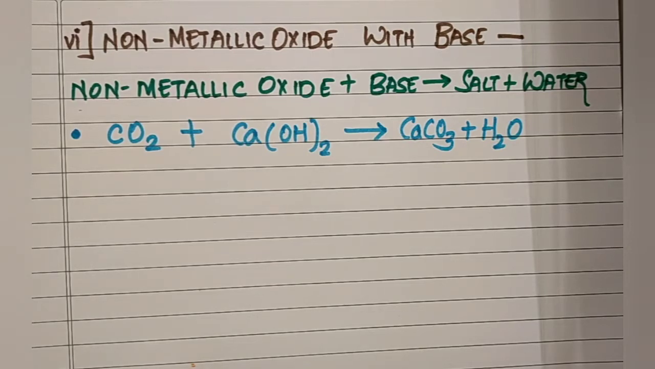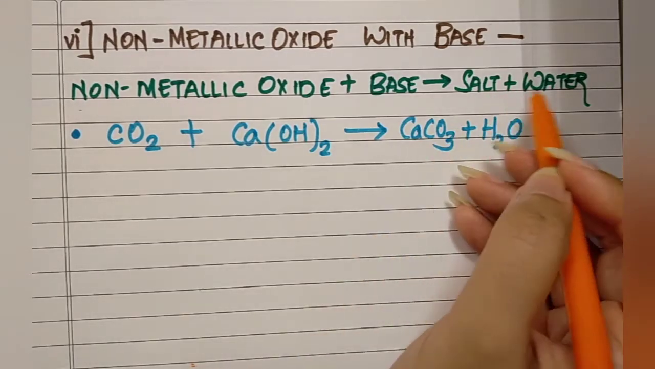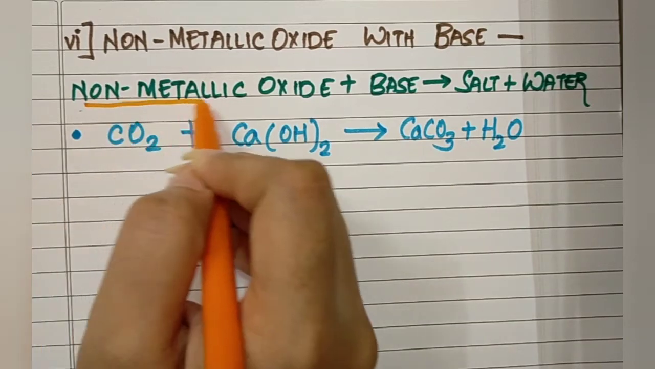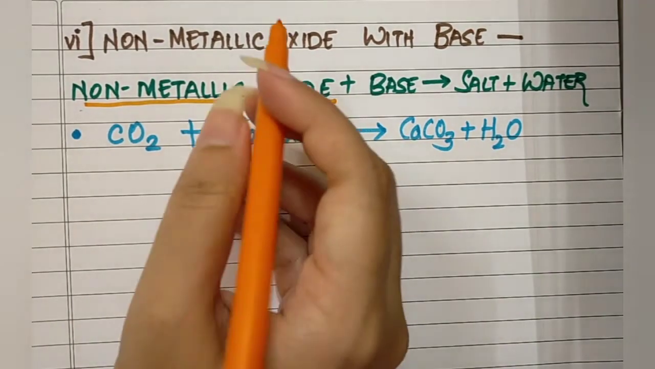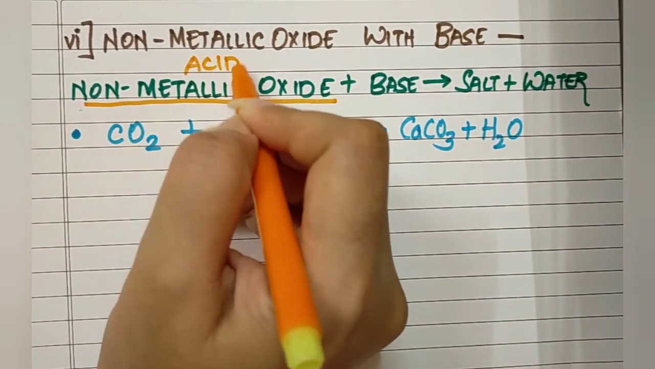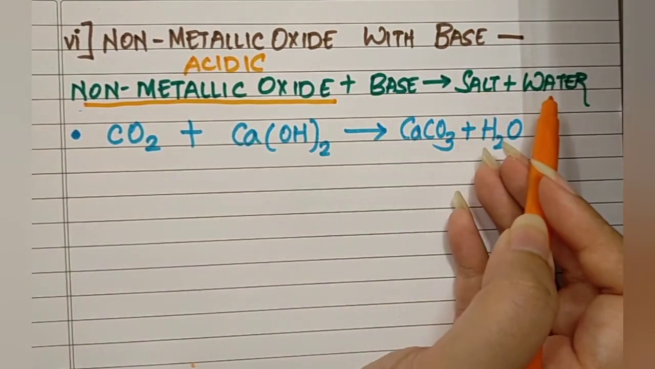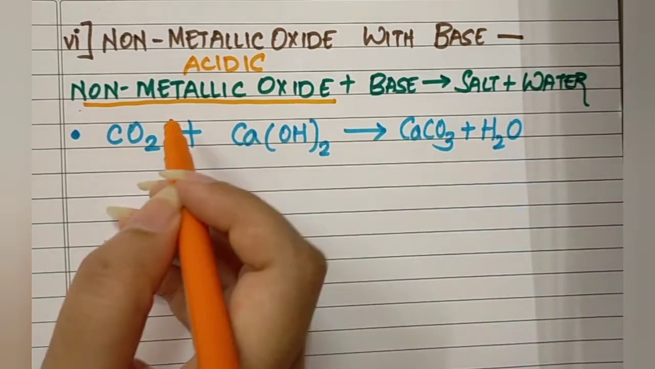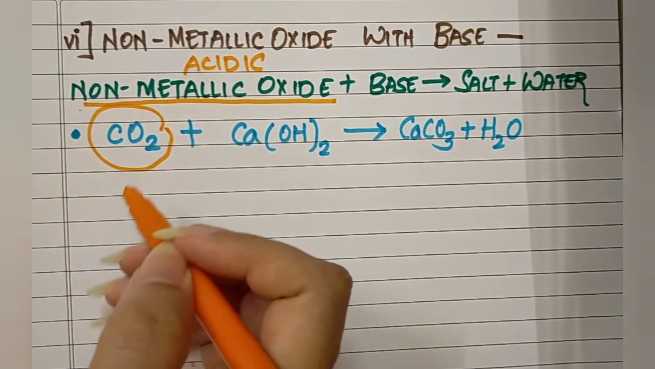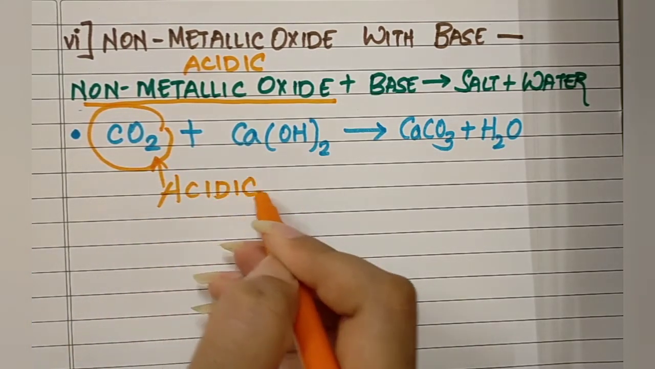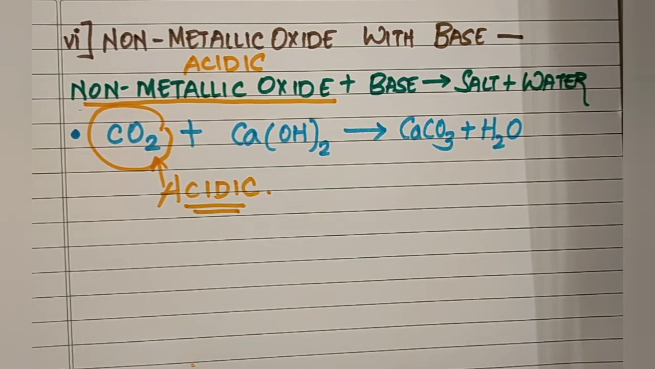Okay, so now let us compare with our neutralization reaction. Salt and water are in the products, and the other reactant is a base, so what will my non-metallic oxide be? Yes, it will be acidic in nature, isn't it? Because only acid and base produce salt and water. So that is the reason non-metallic oxides, that is carbon dioxide, are acidic in nature. So with this we complete the chemical properties of acids and bases.